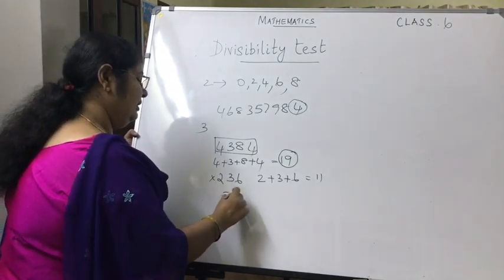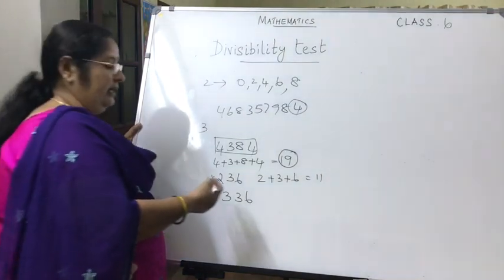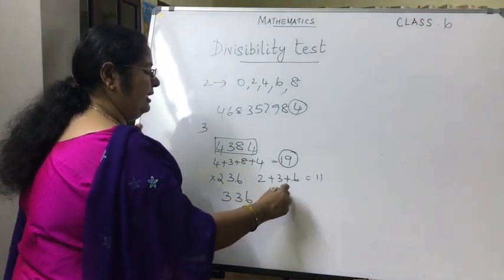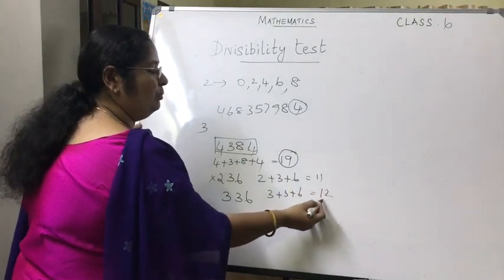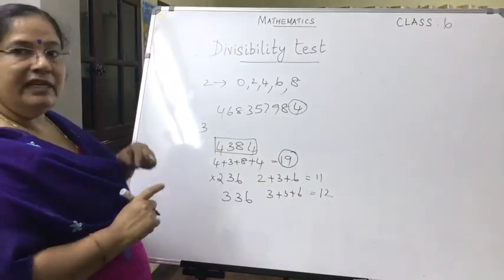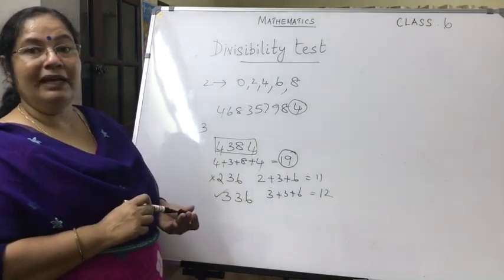Let us take 336. See whether it is divisible by 3. What you will do? Add 3 plus 3 plus 6. 3 plus 3, 6 plus 6, 12. 2 plus 1, 3. Is 3 divisible by 3? Yes. So this number is divisible by 3.